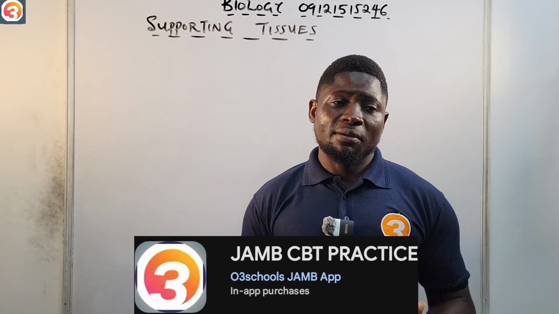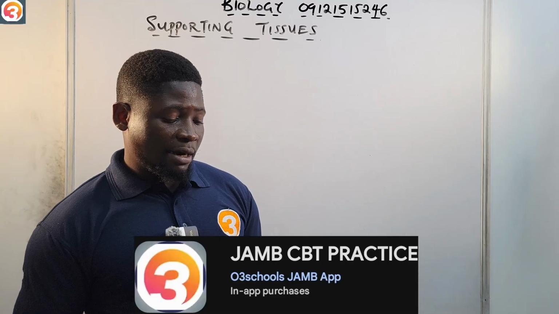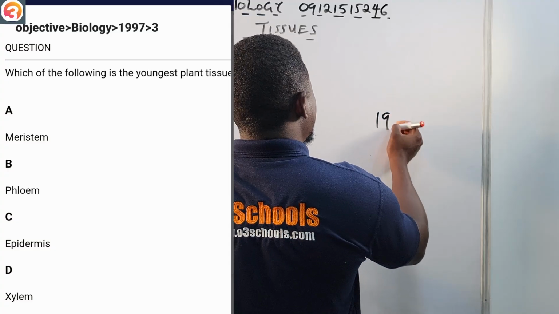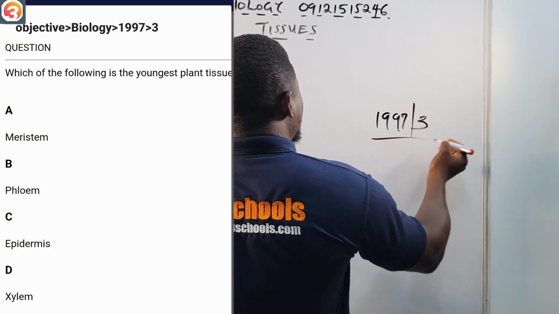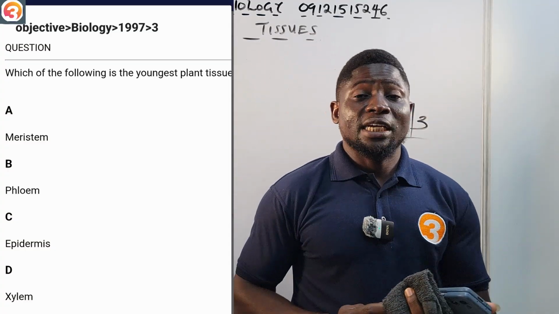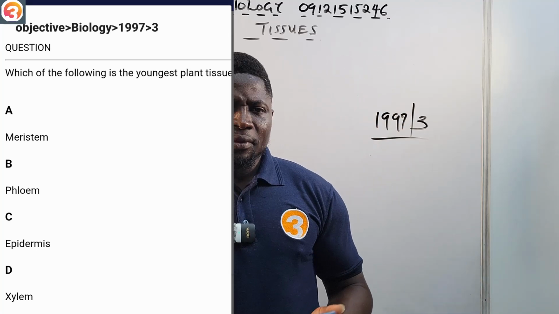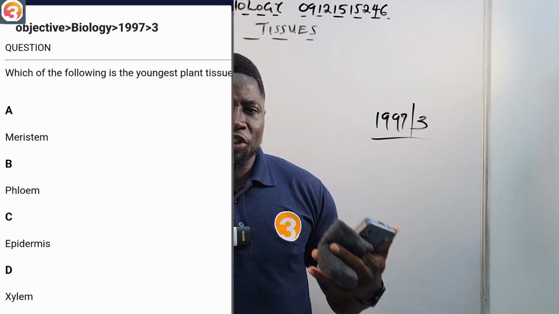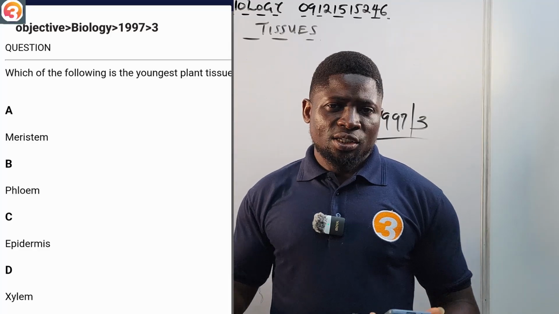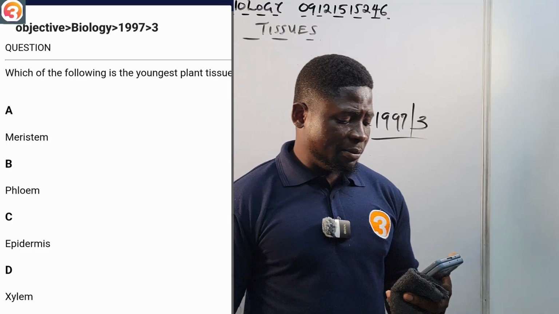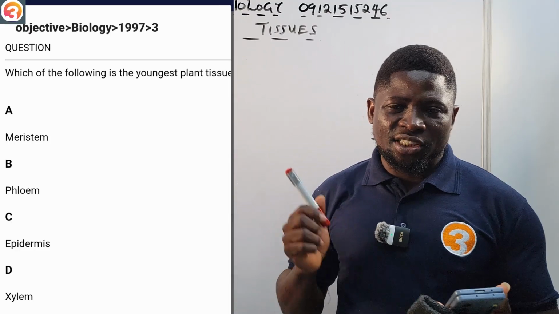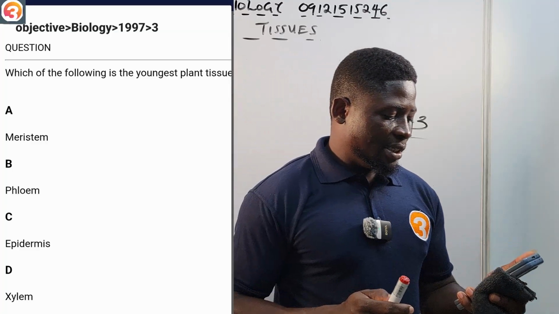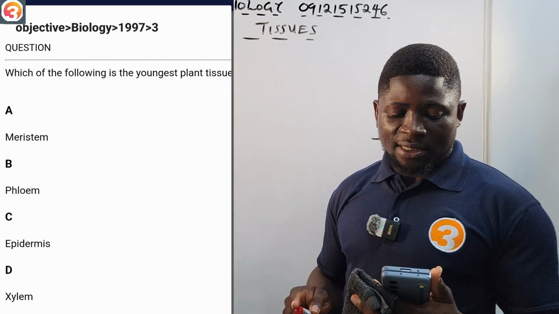Let's quickly see a JAMB past question from the O3 Schools app. This is a biology question, 1997 number 3. We got this using the question search feature on the application, a very important tool that will help you gain understanding about how examiners set questions on each topic after you have finished studying. So let us see the question. It is being displayed on the screen. It says, which of the following is the youngest plant tissue? A says meristem, B says phloem, C says epidermis, D says xylem.